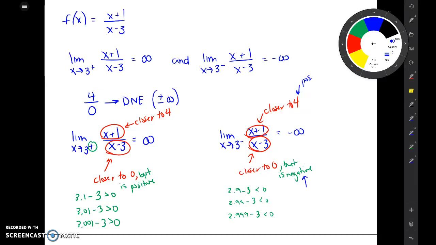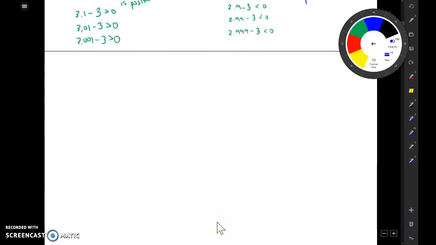Okay, so that's the way that we could look at vertical asymptotes maybe a little bit more specifically, like looking at which direction we approach, what do the values end up heading towards. Let's take a look at one more example, the one that we had done in the video.